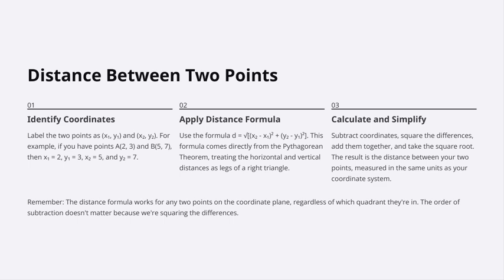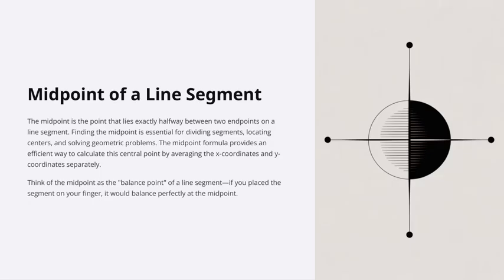The order of subtraction doesn't matter because we're squaring the differences, which makes the result always positive. This concept is fundamental because it applies universally across the coordinate plane, helping us understand distances in a variety of contexts. Let's talk about the midpoint of a line segment.